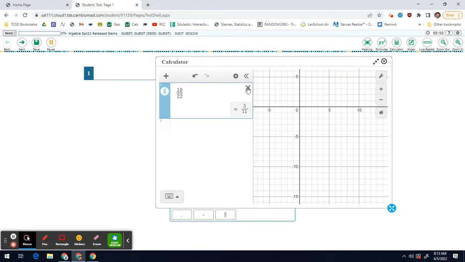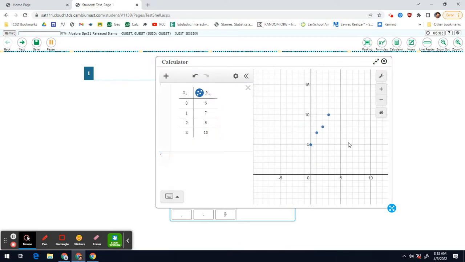And then last but not least is our tables and our regressions, right? So if we want to add a table of values, I'll just add some numbers, so like 0, 5, 1, 7, 2, 8, 3, 10, right? And let me bring those into view, right? This looks like a very linear type of graph.